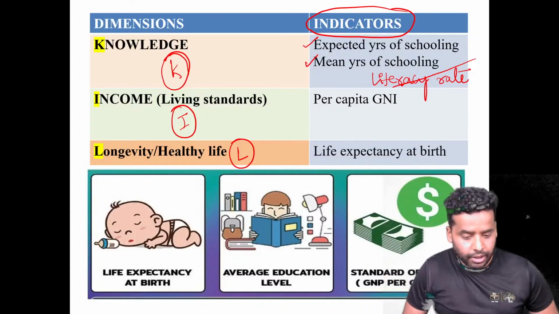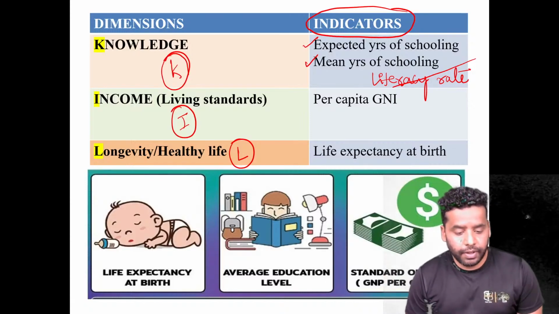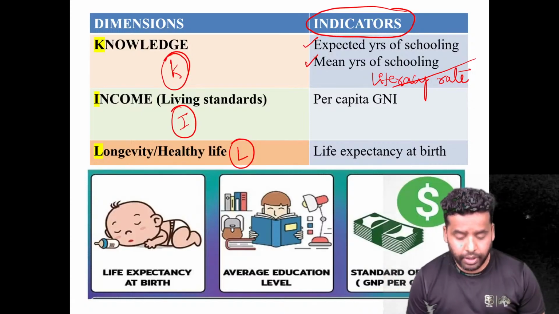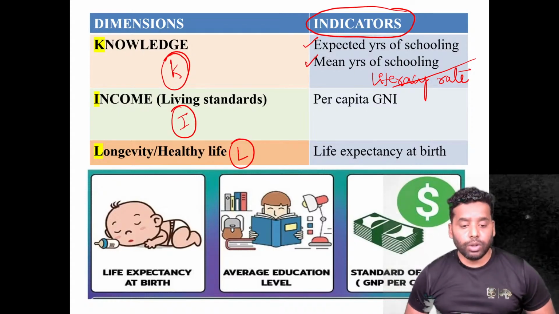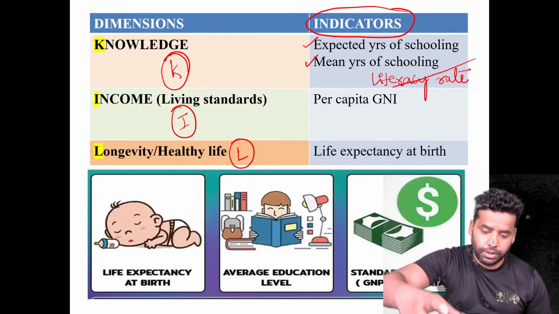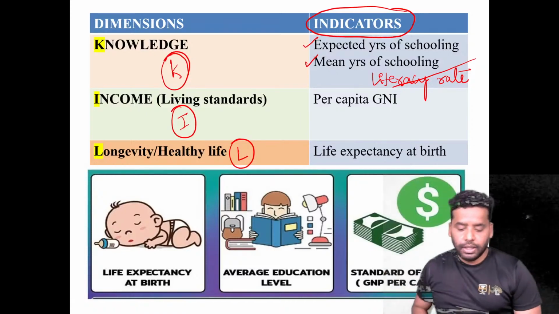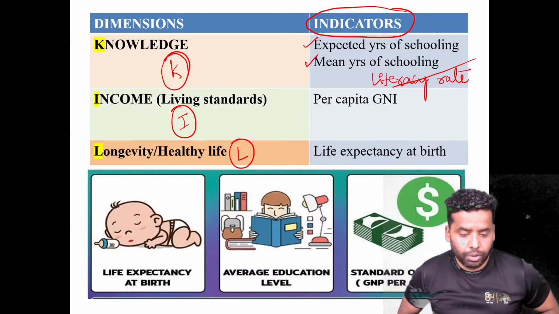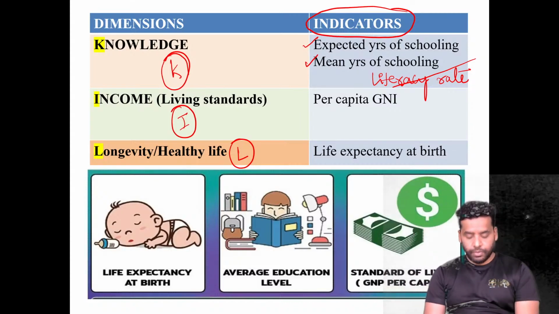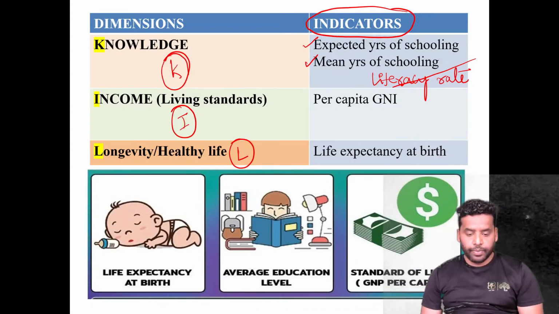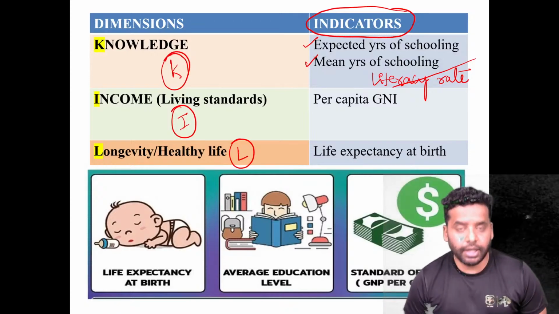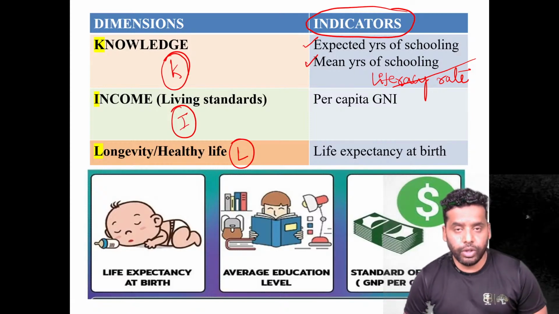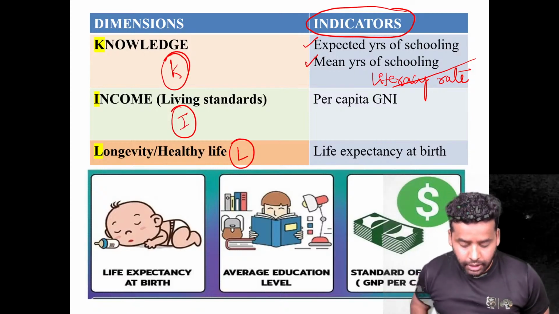Calculation is not necessary. They won't give pen and paper. That is why they won't ask difficult calculations. Very basic calculations they'll be asking. So literacy rate is included. Now, true or false? Literacy rate is included. True or false? False statement. We don't consider literacy rate now. This is very important. We don't include literacy rate now.